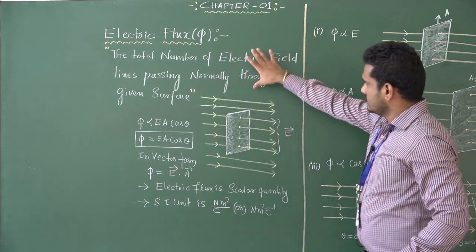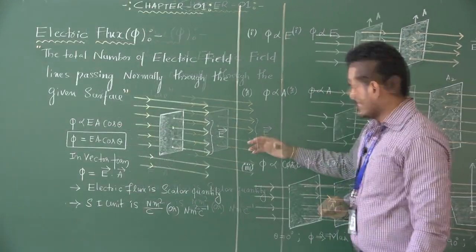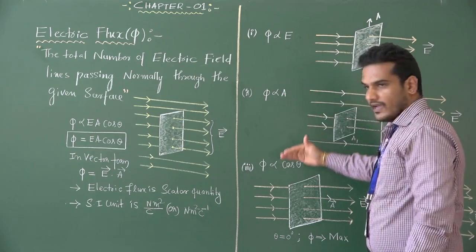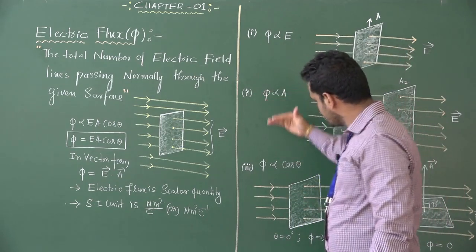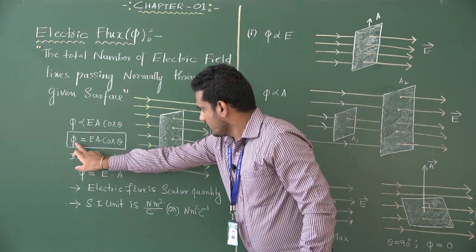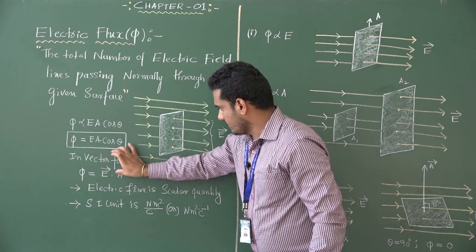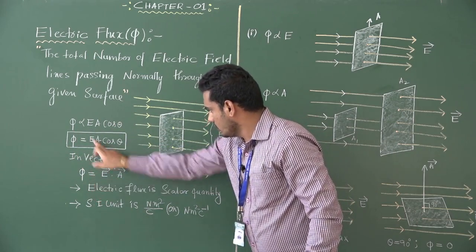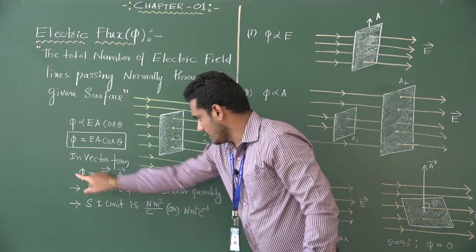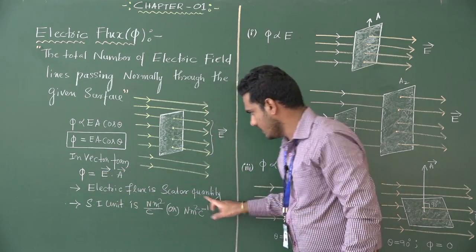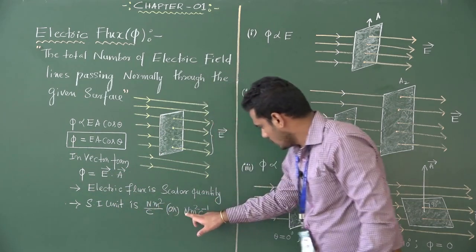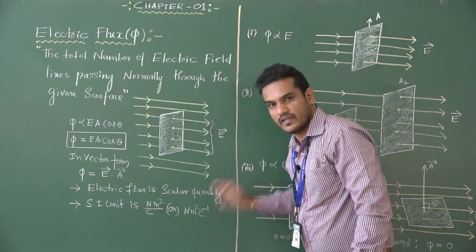Look at this statement for electric flux. How does the electric flux vary with electric field, area and angle theta? By using these 3 steps, we made one equation, that is phi is equal to E A cos theta. In vector form, we have phi is equal to vector E dot vector A. The product of two vectors is a scalar, so electric flux is a scalar quantity. SI unit is Newton meter square per Coulomb or Newton meter square Coulomb inverse.